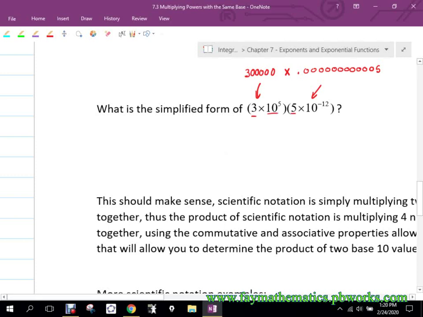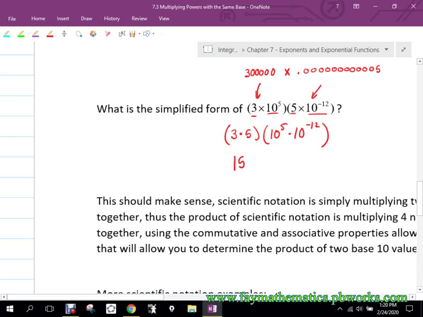But if I put them both in scientific notation and realize that it's simply 4 numbers, that one times that one times that one times that one, can't I, because it's all multiplication, take the 3 and the 5 and pair them, and the 10 to the 5th and the 10 to the negative 12 and pair them? Does that make sense? Group them in a convenient way, so that they are working with numbers that they are like. So 3 and 5, they are real numbers. They are easy to multiply, right? What's 3 times 5? 15.